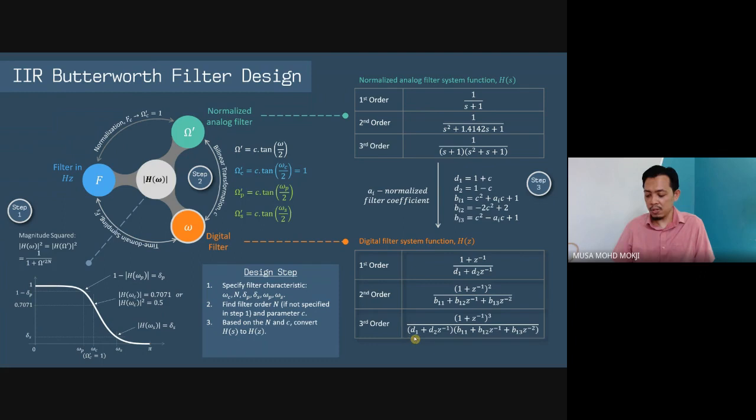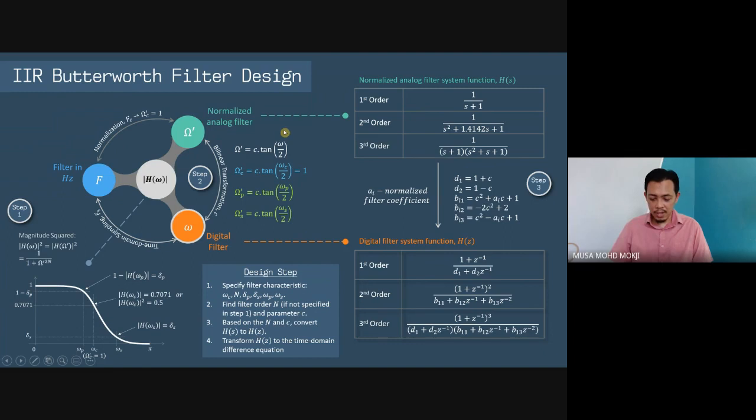For third order, you need to solve D1, D2, B11, B12, B13. And the last one, of course, we need everything in the time domain. So after you get this H(z), you just convert H(z) into a difference equation. That will be a very simple process. We have done that many times before.